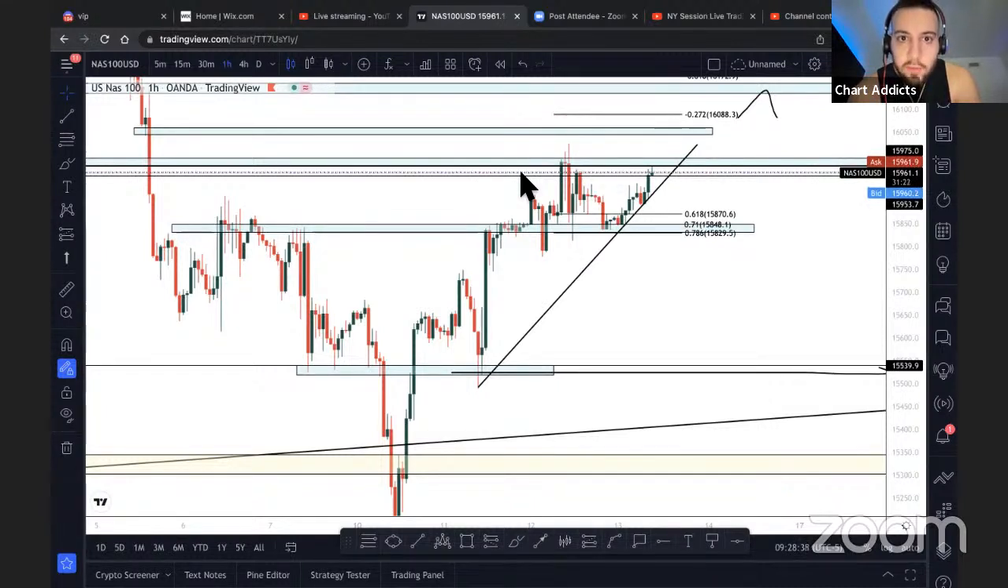Said wait for a retest, wait for a retest, wait for it to come back to support. We had negative news today. How is it going to affect the market open? We'll see. We'll see once the market opens.